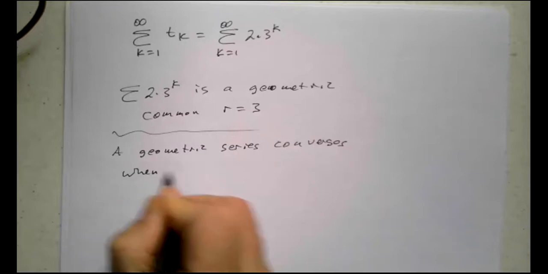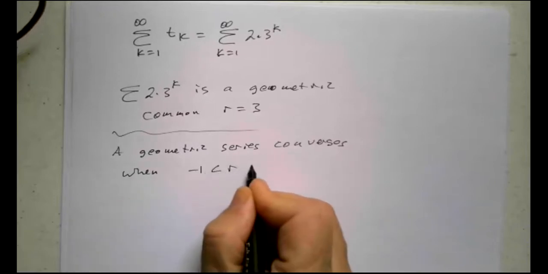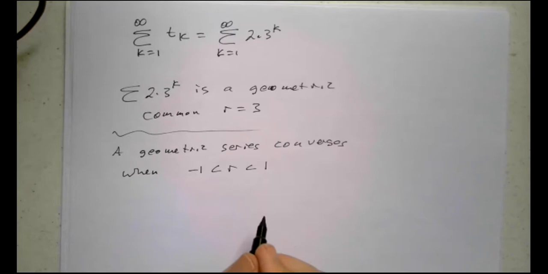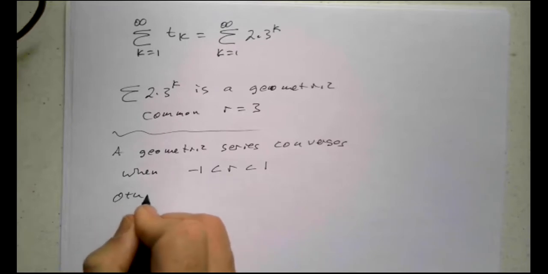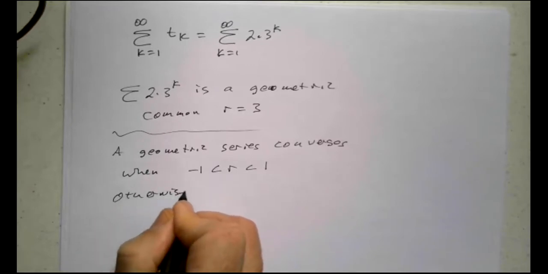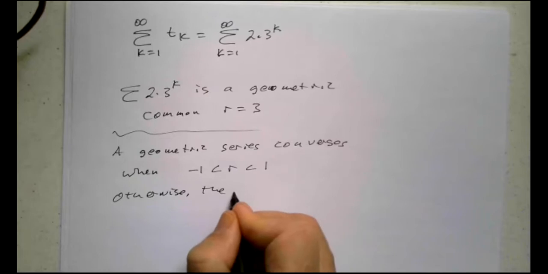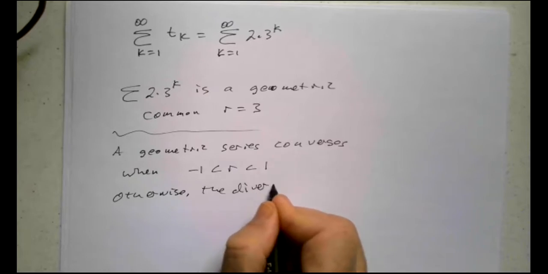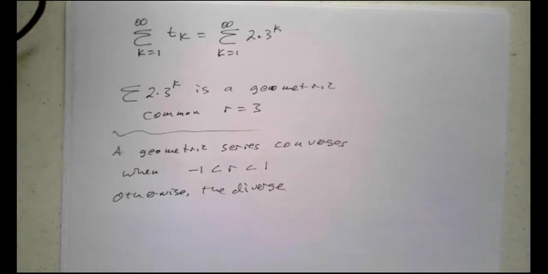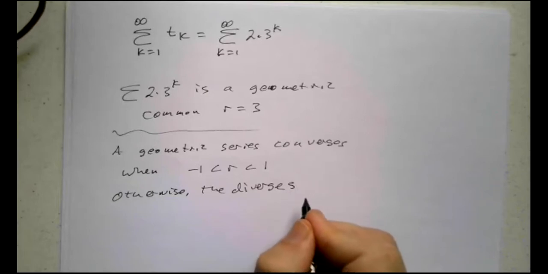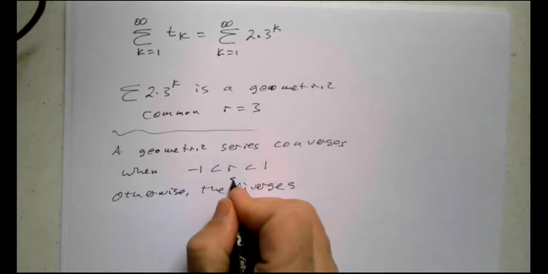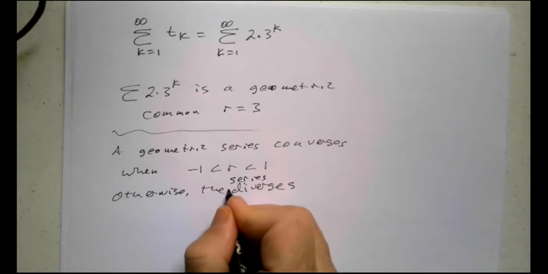when -1 is less than the common ratio is less than +1. Otherwise, the geometric series diverges, which means it goes to infinity, or it doesn't stabilize onto a real number. Otherwise, the series diverges. What it should say.